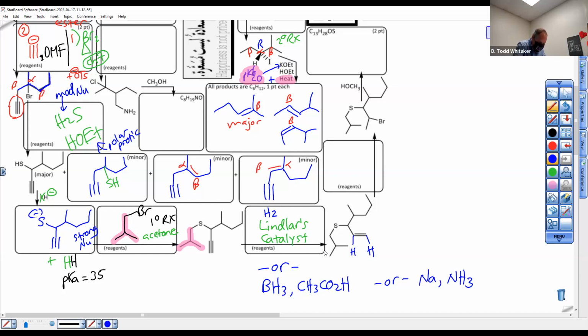Markovnikov addition of H and Br. I think that's the answer. We got a new H on this carbon. We got a new Br on the more substituted carbon. That's our first mechanism of the semester.